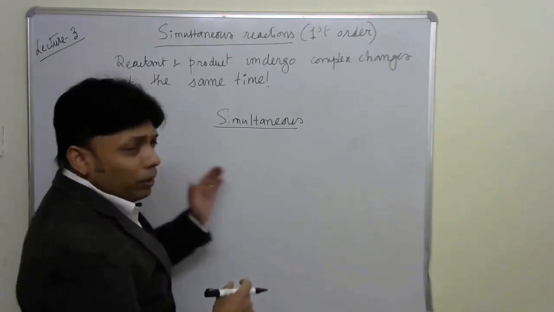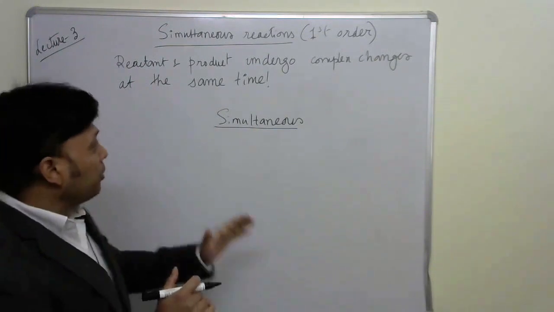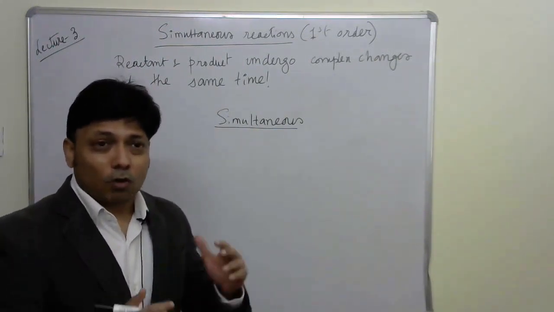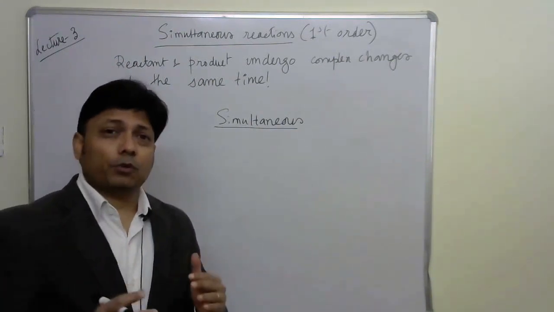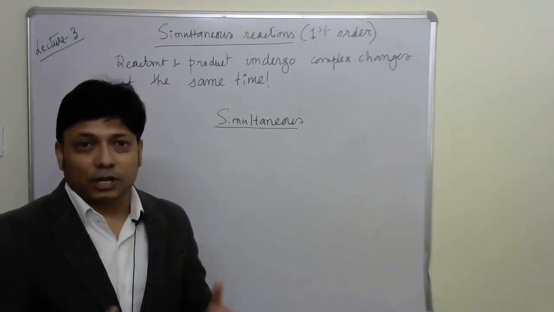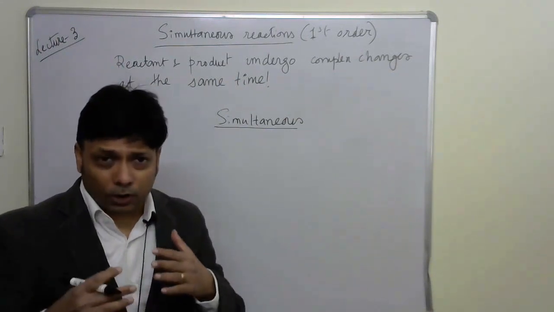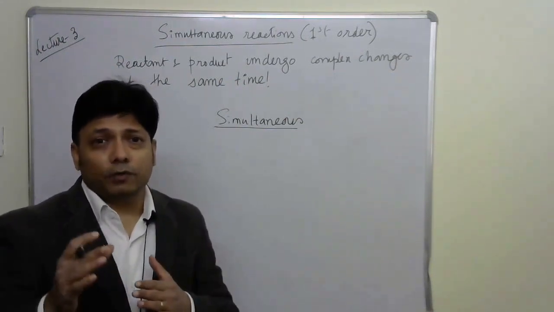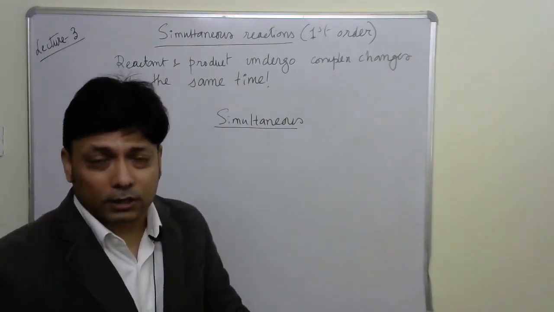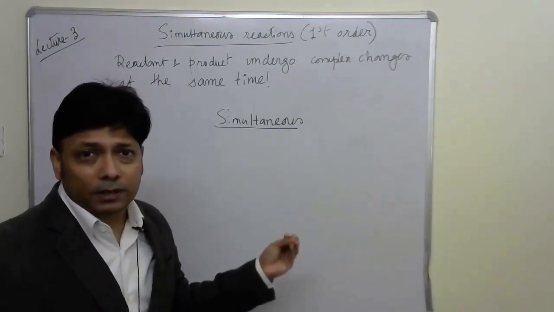So now we come into the context of simultaneous reactions. Simultaneous reactions define that there are reactions where the reactants and the products may undergo more than one change simultaneously, at the same time. So far, the first order and second order reactions that we have seen are simple, straightforward reactions. That means the reactant is just being converted into the product, and that's it. But now we would look into a little bit more complex scenarios.